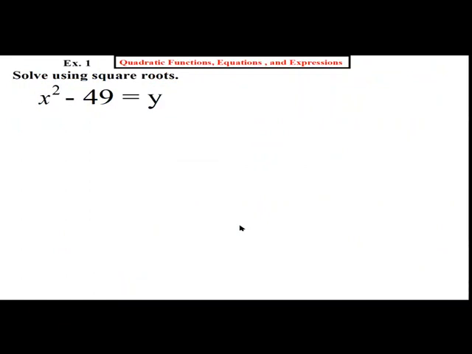Copy this one, example 1. Solve using square roots. X squared minus 49 equals y. Copy that. I'll give you some time, and I'll go over it.